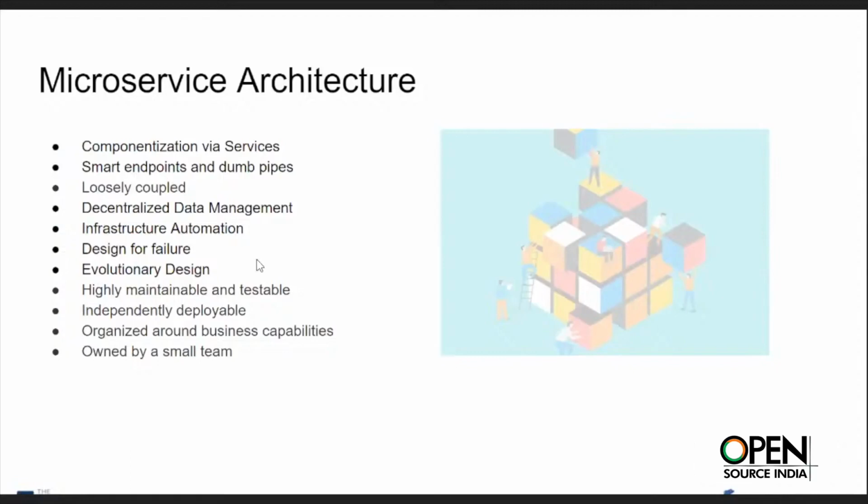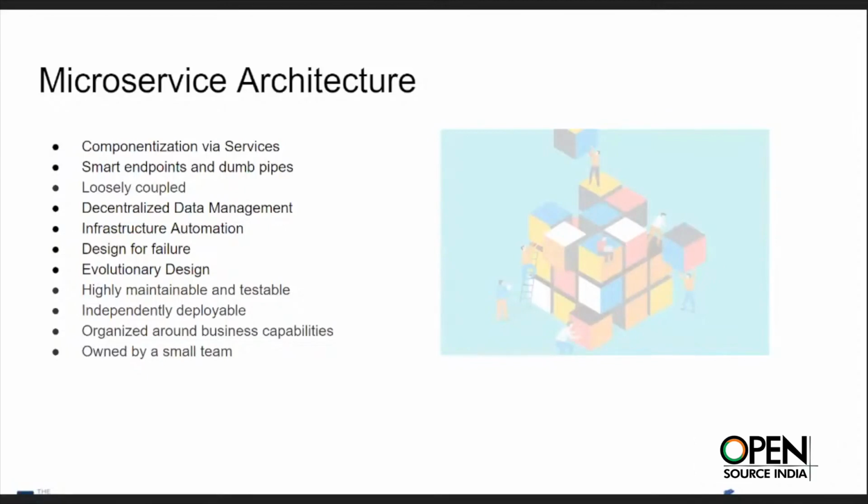Again in microservices, the data management is not like monolithic; it's decentralized. That means each service can have its own database or own data set to operate upon, and just communicate the result of that operation to the other services. Then, since we are dealing with multiple microservices, we need to have infrastructure automation. To test and deploy the services, automation plays a very important role here, because we are not just building one monolith, we are building multiple smaller services.